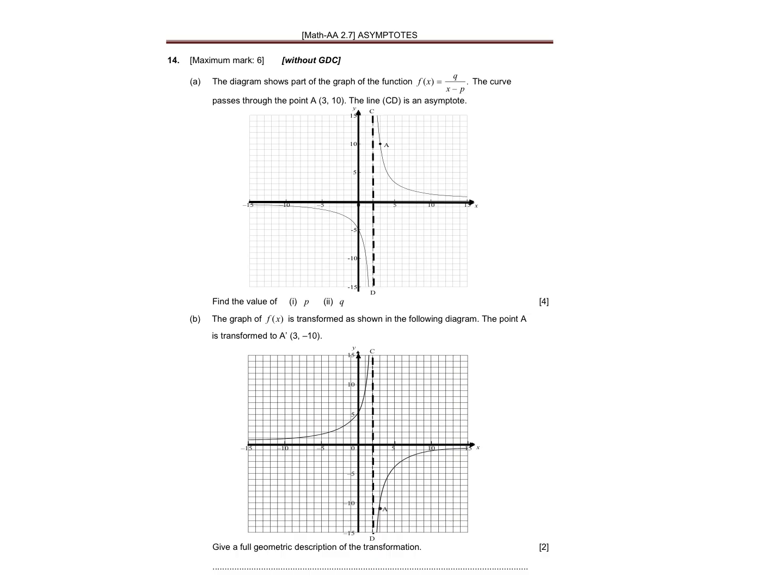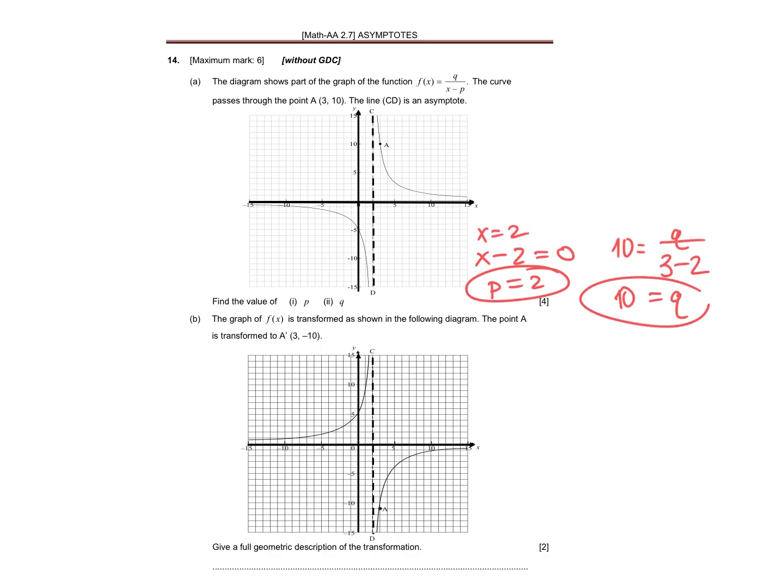So we know the vertical asymptote here is x equals 2. So we know the vertical asymptote is when we set the denominator equal to 0. So if we solve this for 0, x minus 2, so we know P is 2. And to find Q, we need to use that point (3, 10), where y is 10 and x is 3. So we would get Q is 10 here. So our function is 10 over x minus 2.